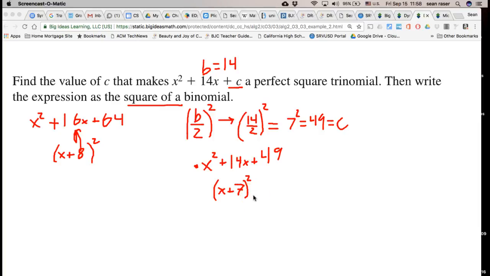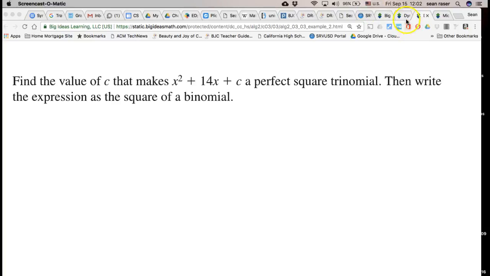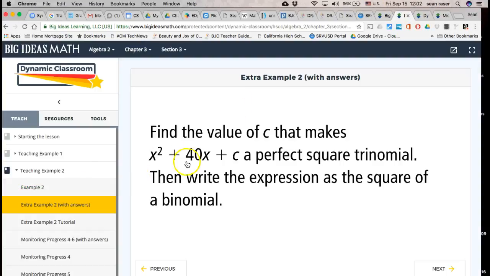Really simple to do this. Make sure you're jotting all these notes down. You should pause it and write them down and rewatch if you haven't written any down yet. Let's look at one other example before I give you some problems.